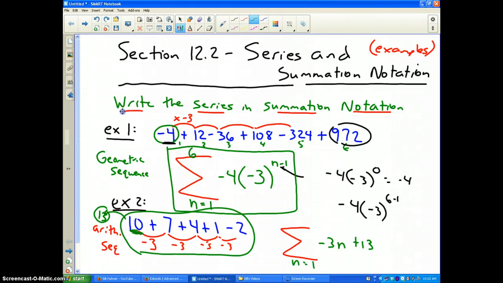So the first term, if I put 1 in for n, I get 1 times -3 plus 13, which does make 10. And then I count how many terms there are: 1, 2, 3, 4, 5. So the sum from n equals 1 to 5 of -3n plus 13 is our summation notation for this series.